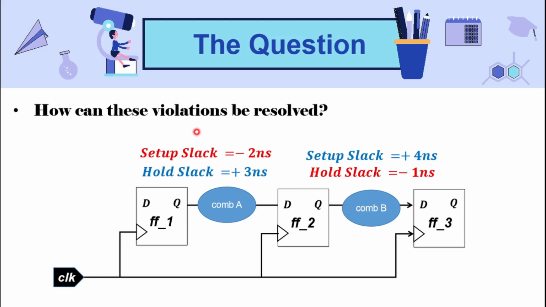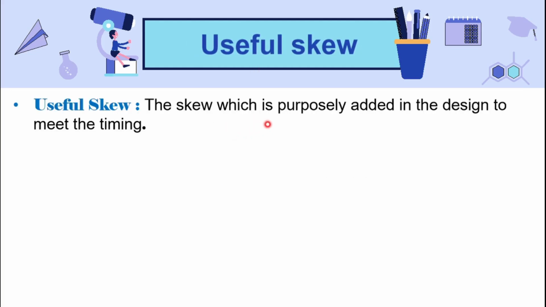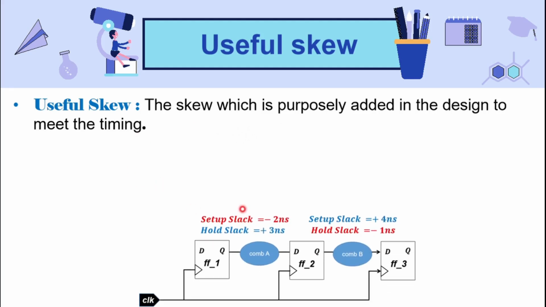We're gonna solve this variation using skew, but we need to know first there are two types of skew: useful skew and harmful skew. Useful skew is the skew which is purposely added in the design to meet the timing. If we take a look at our design, we're gonna find out it combines two paths. The first path has setup variation with negative slack equal to -2 nanoseconds, and the second path has hold variation with negative slack equal to -1 nanosecond.